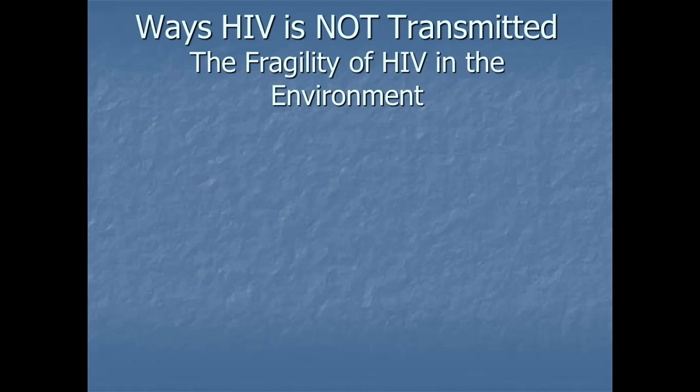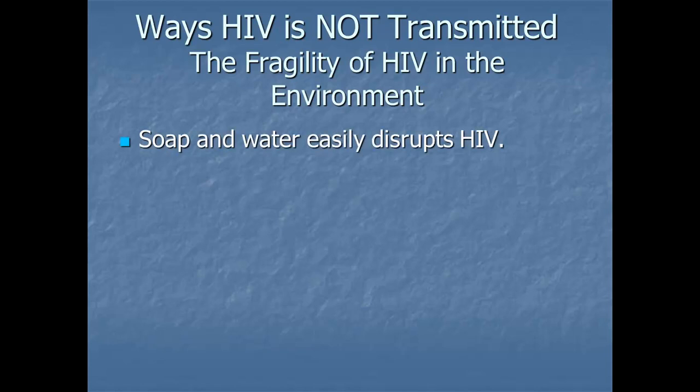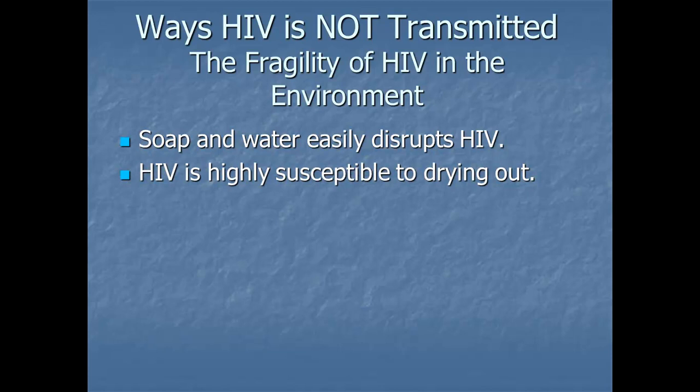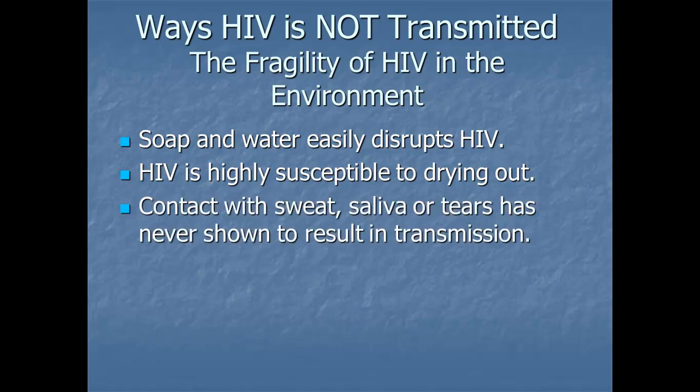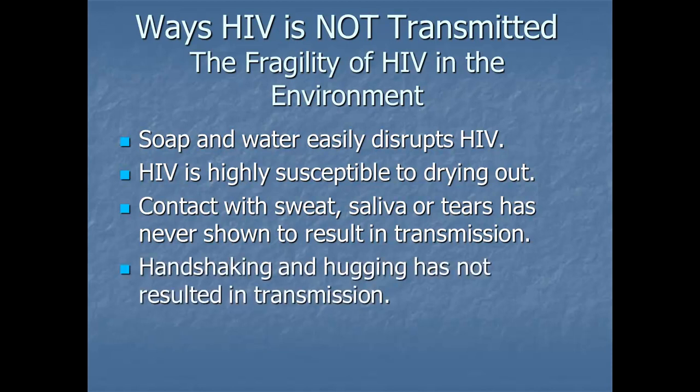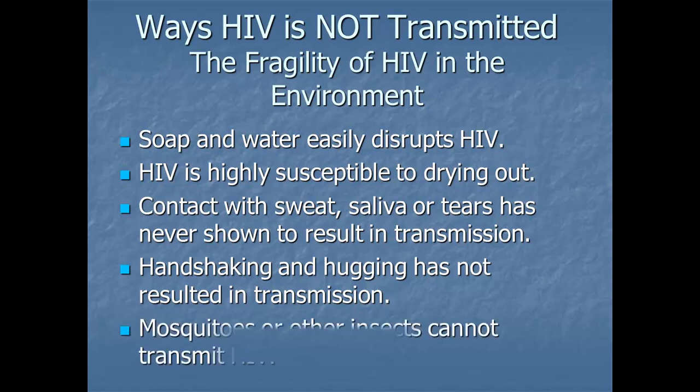So, ways that HIV is not transmitted, because HIV is very fragile in the environment. Soap and water easily disrupts HIV. HIV is highly susceptible to drying out. Contact with sweat, saliva, or tears is never shown to result in transmission. Handshaking and hugging has not resulted in transmission. And mosquitoes and other insects cannot transmit HIV.